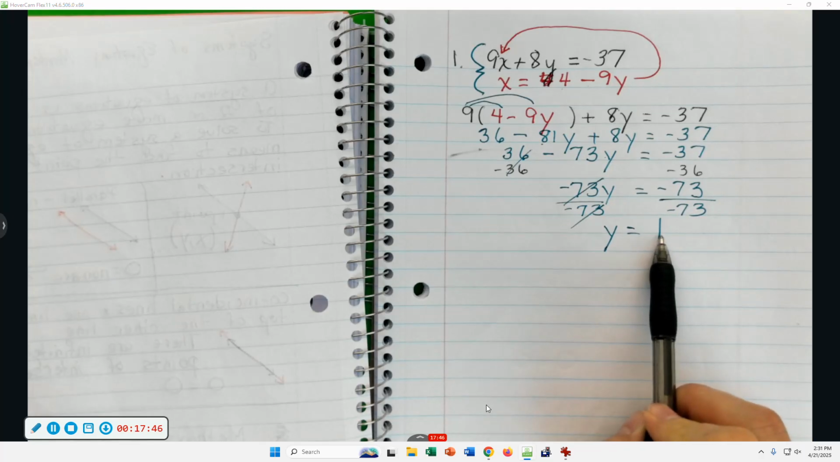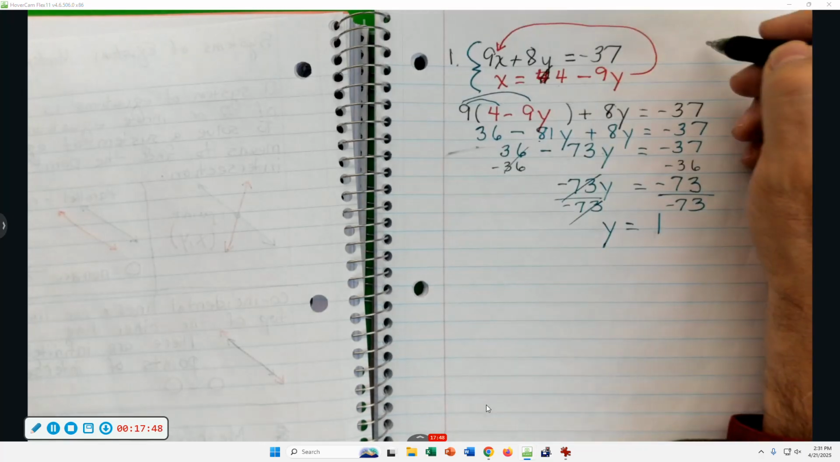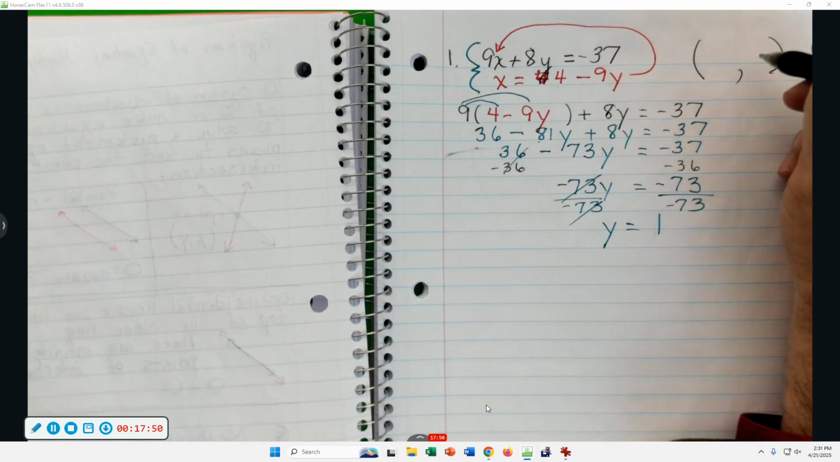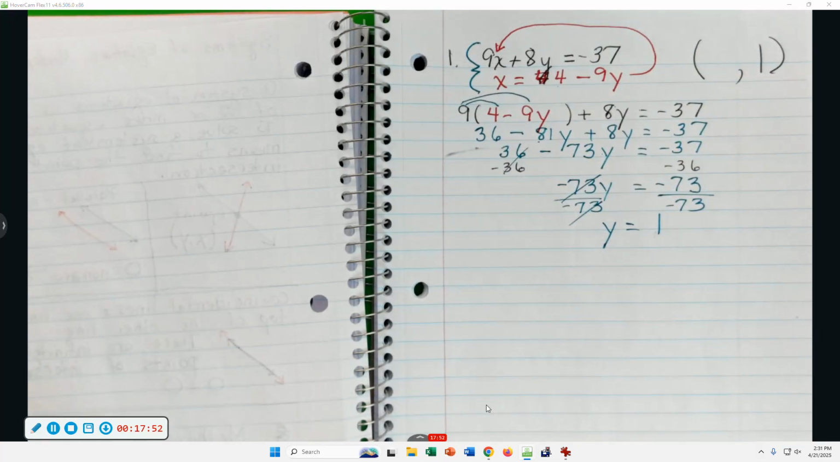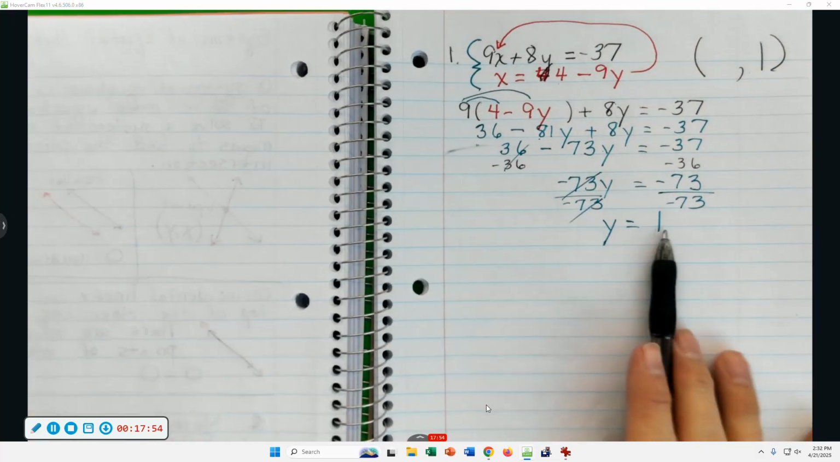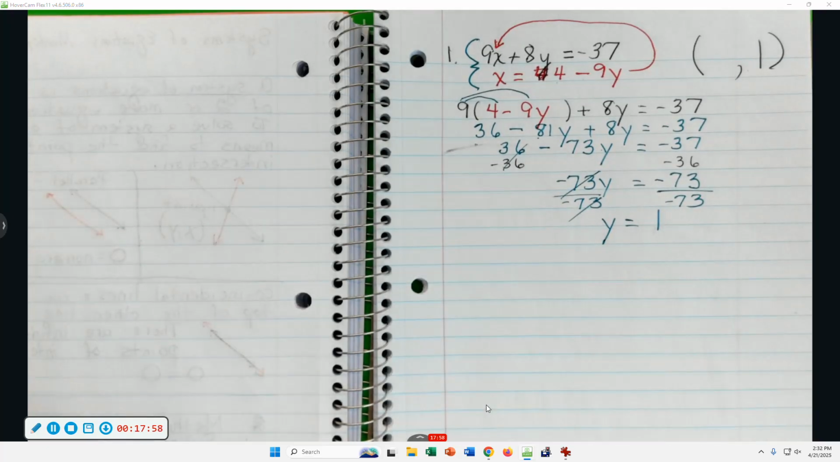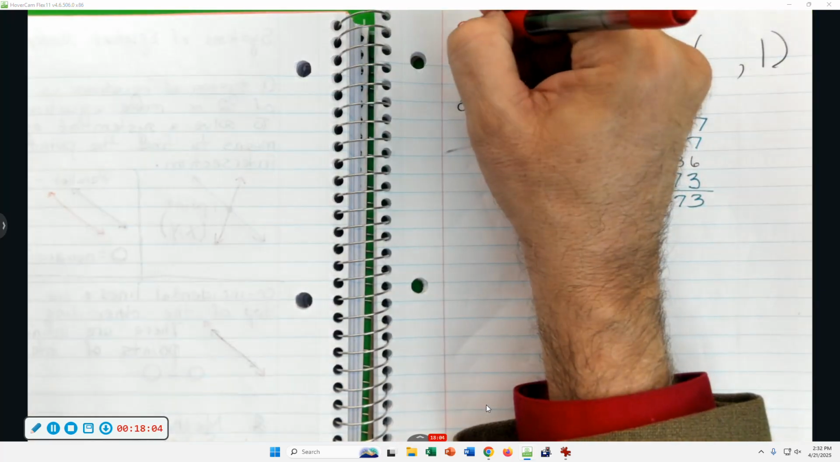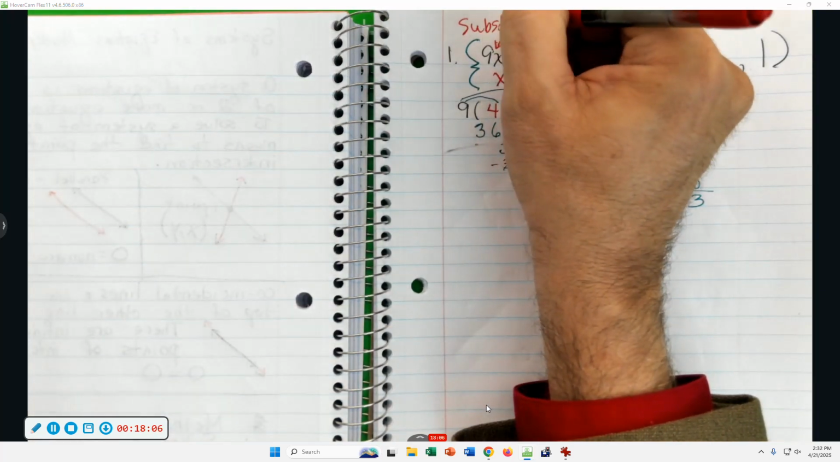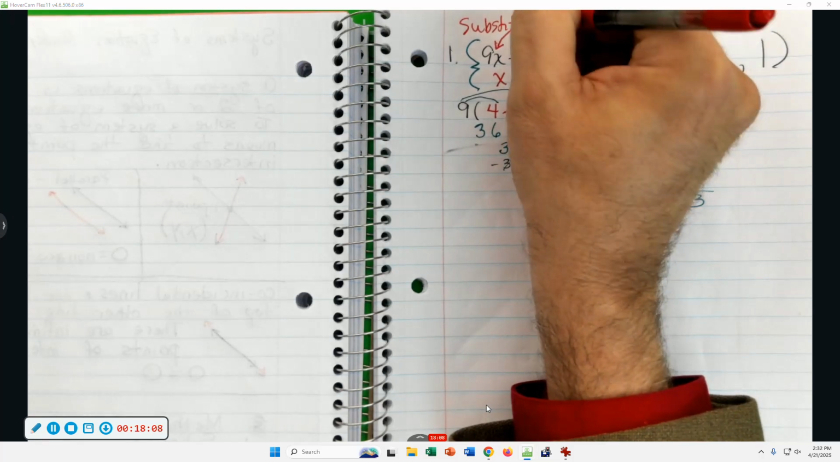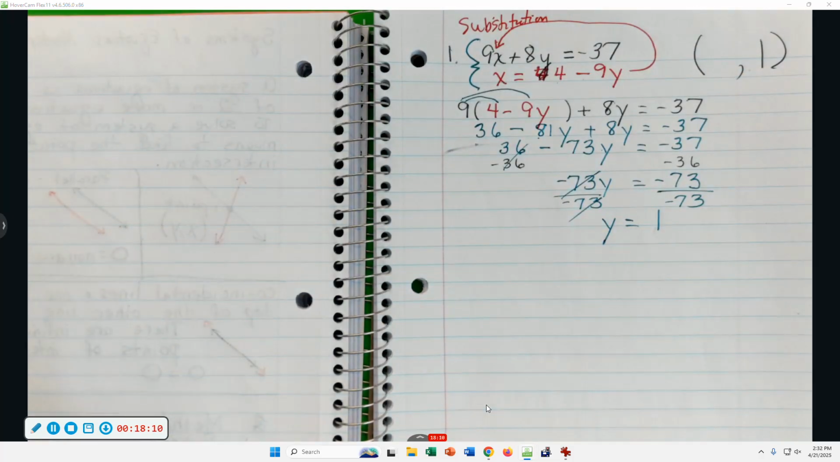How are we going to find x? See, our answer is an ordered pair. We just found the y coordinate. And I should have written it in the blue, but I didn't. How are we going to find the x? Have any idea? I'll give you a hint. The name of this method is substitution. Do you think maybe it has something to do with substituting?